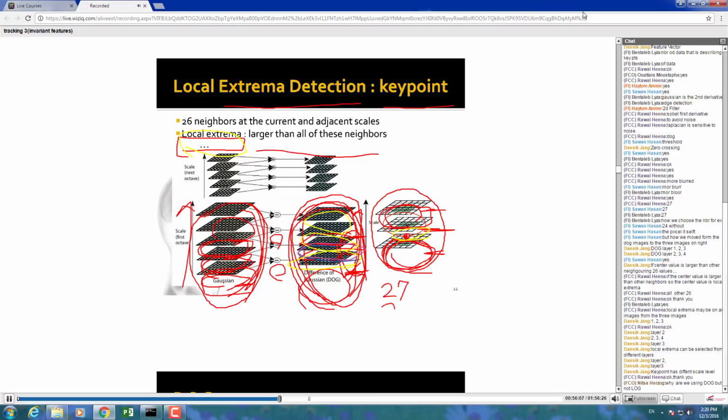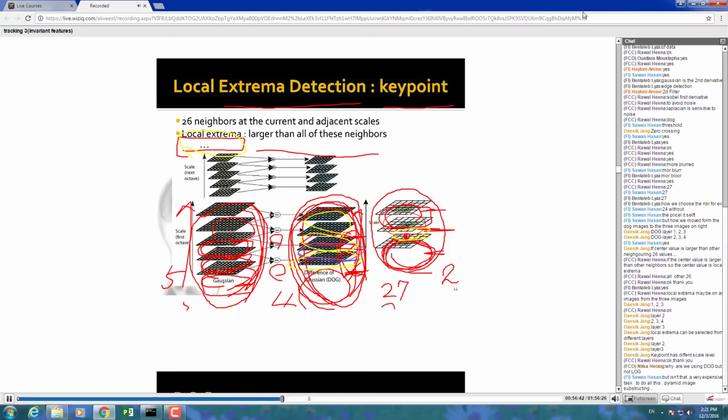Okay, so is that clear now? In this example, again, we can have 2 different scale levels. It is interesting: in the beginning we had 5 Gaussian images, and for DOG we had just 4 DOGs, and finally we have actually two layers, 2 scale levels for key points.